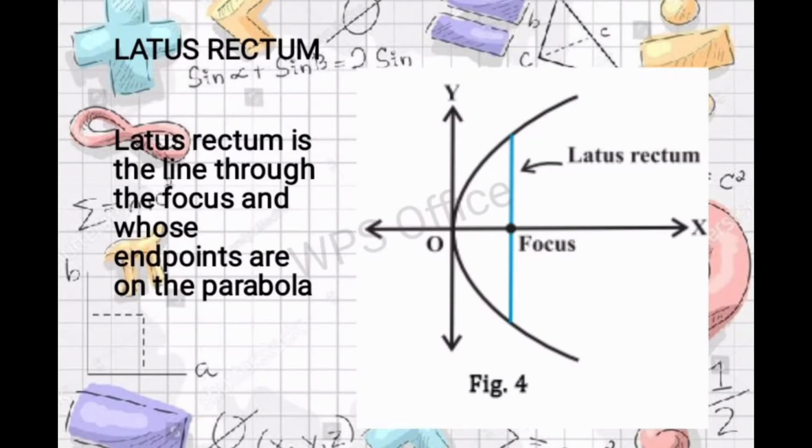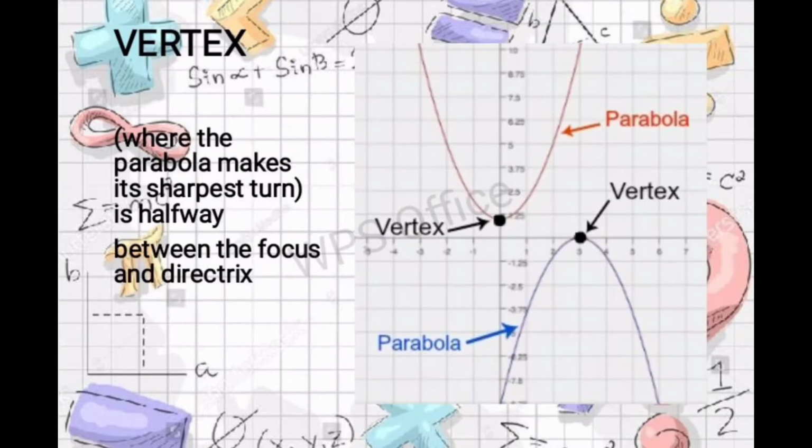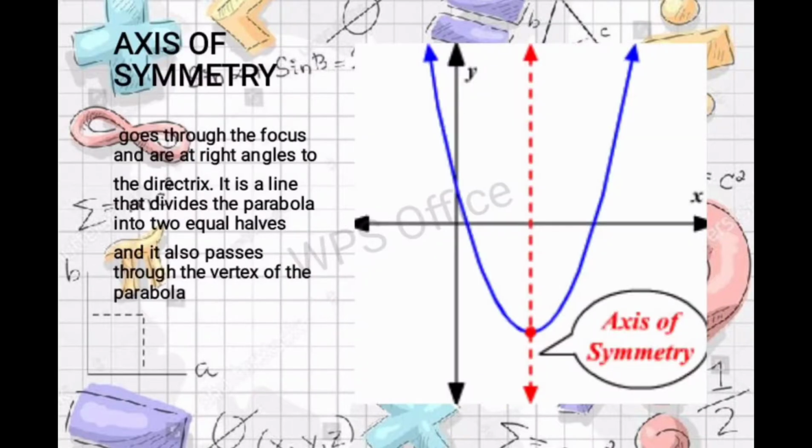The latus rectum. The latus rectum is the line through the focus and whose endpoints are on the parabola. The vertex, where the parabola makes its sharpest turn, is halfway between the focus and directrix. Axis of symmetry. It is a line that divides the parabola into two equal halves, and it also passes through the vertex of the parabola.